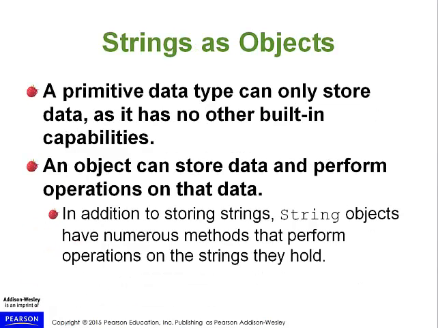So take a look at our string object. This goes back to, I believe, chapter 2, where we talked about the string data type, a primitive data type that can only store data and has no further built-in capabilities. An object can store data and perform operations on that data.